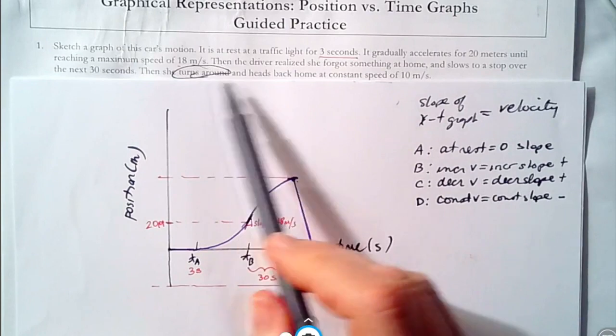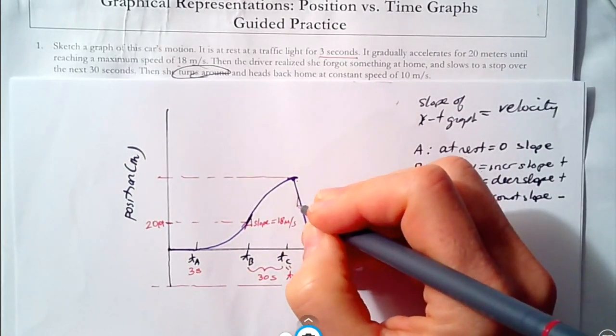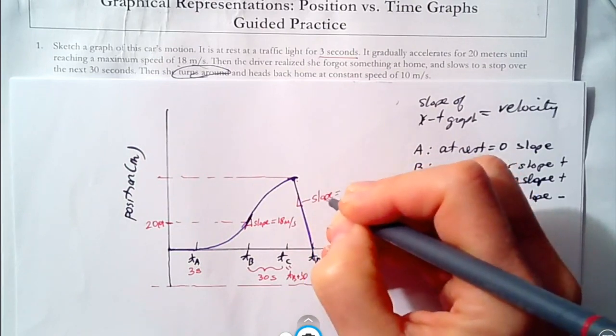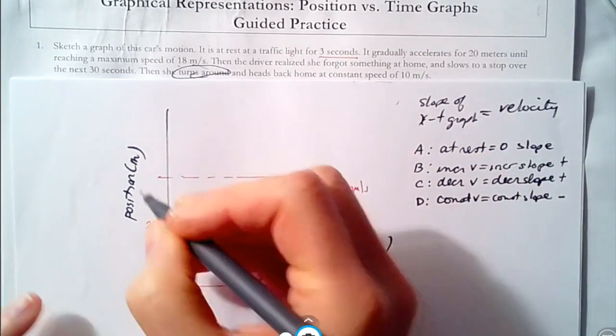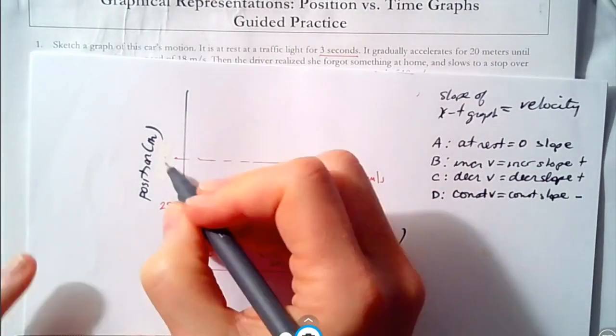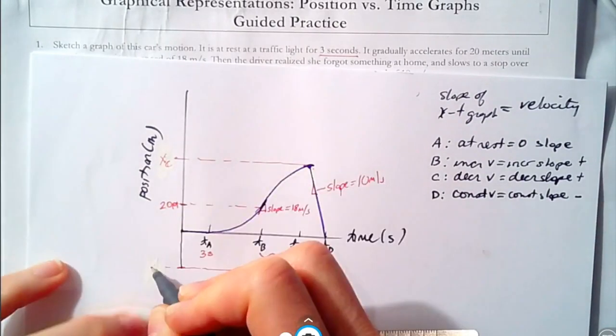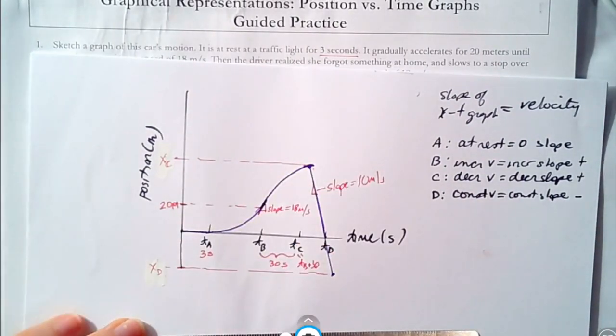And then it turns around and heads back home at a constant speed of 10. So we know the slope of this one is 10, but again, we don't know what those values are. So in order to finish populating this axis, you want to call this position C, and you can call this position D, and that would be perfectly fine.